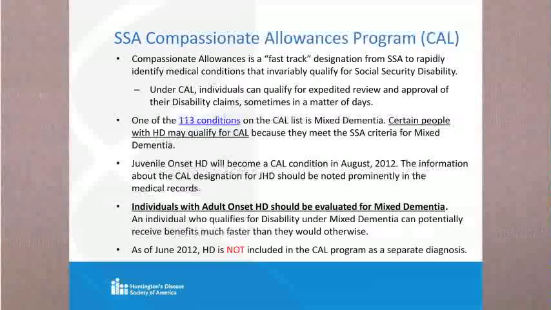Juvenile onset Huntington's disease will become a compassionate allowance condition in August of 2012. The information about compassionate allowance designation for JHD should be noted prominently in the medical records. Individuals with adult onset Huntington's should be evaluated for mixed dementia, and something as simple as the Folstein Mini-Mental and Montreal Cognitive can support this. And an individual who qualifies for disability under the mixed dementia can potentially receive benefits much faster than they would otherwise. Unfortunately, as of June 2012, Huntington's disease is not included in the Compassionate Allowance Program.